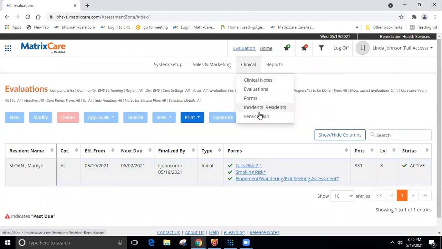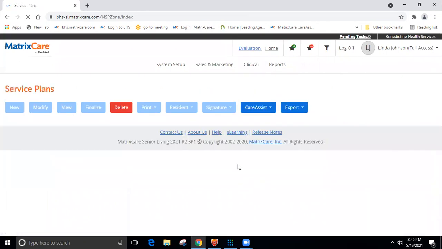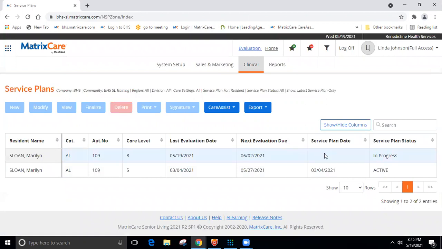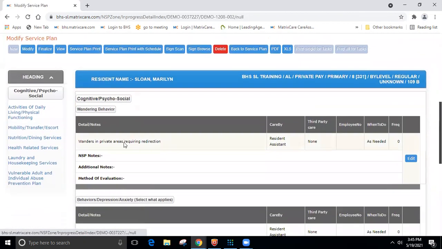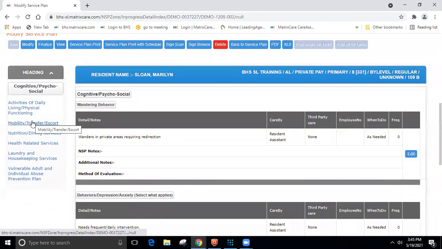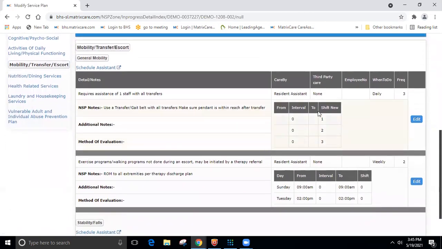Now we're going to go to clinical and a service plan. You're going to see Marilyn has an in-progress service plan. She has an active old one based on the previous evaluation. So we're going to highlight this, and I just want to modify it for a minute because I want to see if I scheduled everything, because sometimes I forget.